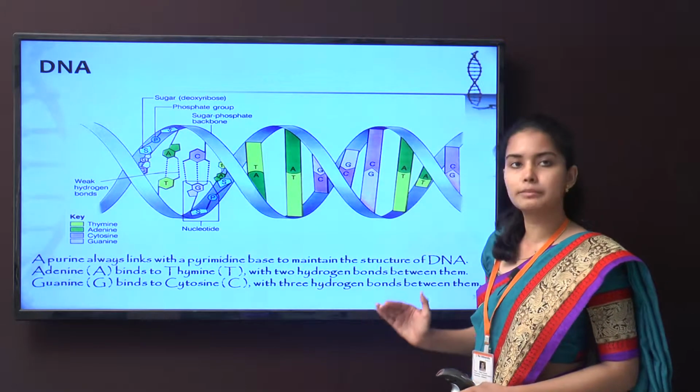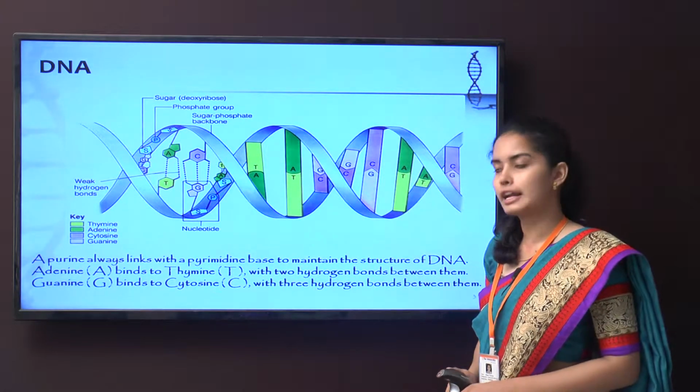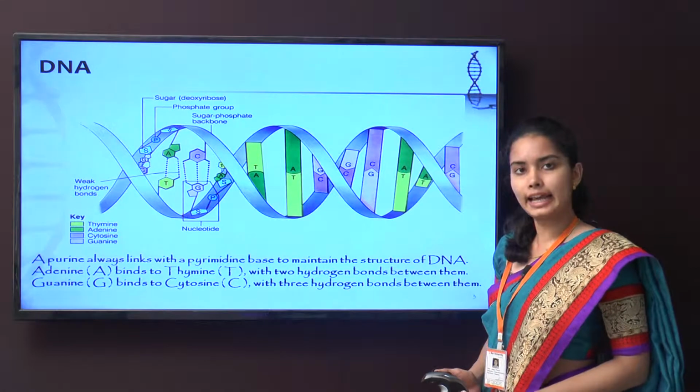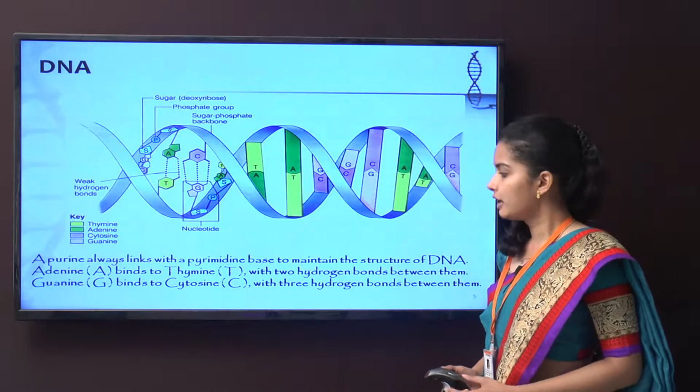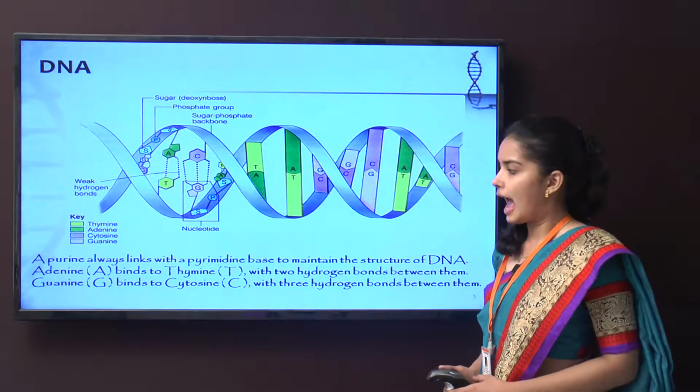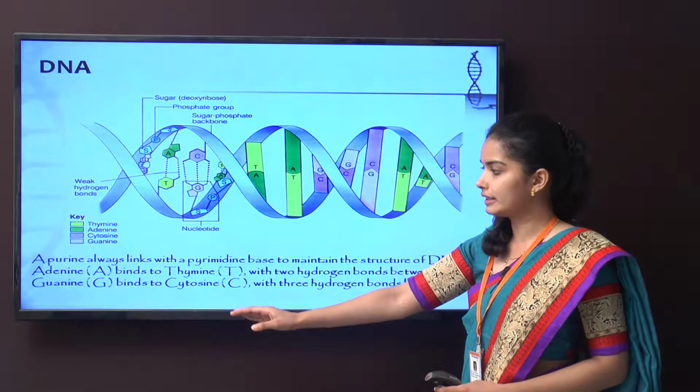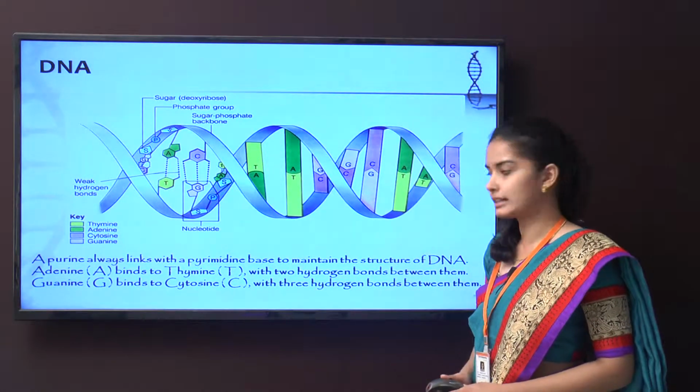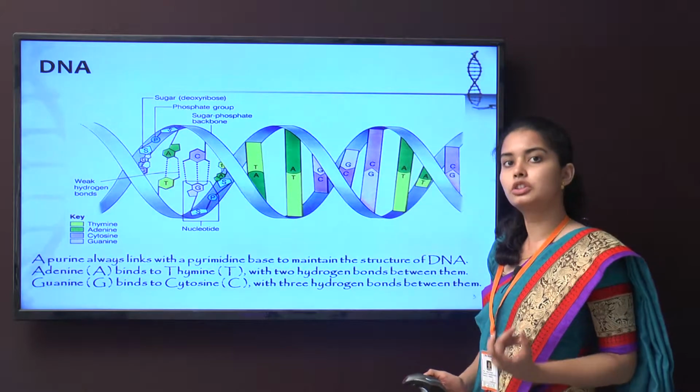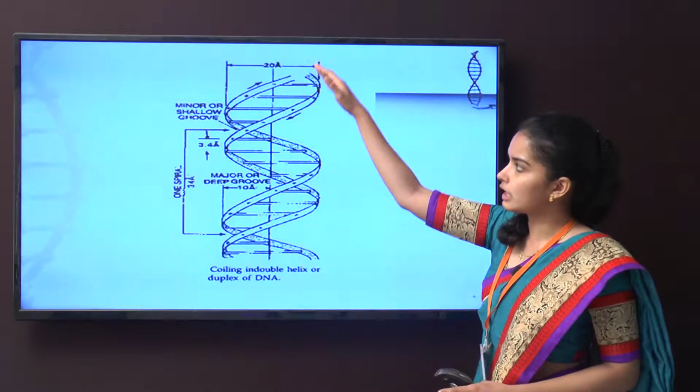The purine and pyrimidine are linked together by hydrogen bonds. Adenine, A, binds to thymine, T, with two hydrogen bonds, but guanine, G, and cytosine, C, are bound by three hydrogen bonds. This is the structure of DNA.